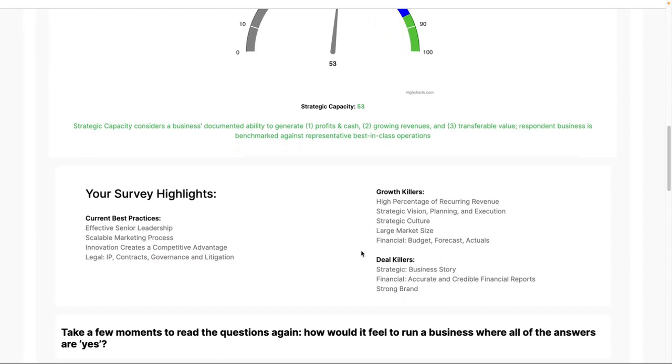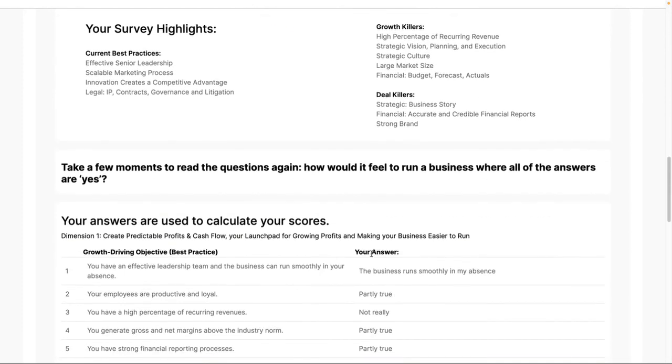Growth killers. So if you want to grow the business, you want to make sure you have predictable cash. You want to make sure you maximize recurring revenue, that you have a strategic plan and the capacity to execute, that your culture is aligned with and accountable to that plan, that there's a market into which to grow. I'm just narrating those that came out of this particular company. And this is a very simple report.